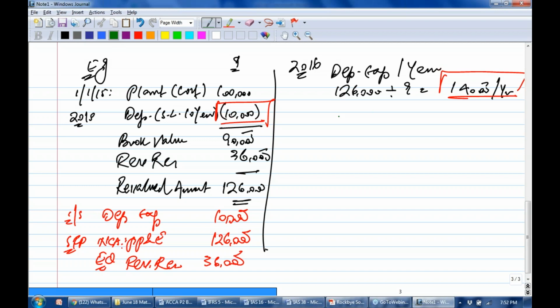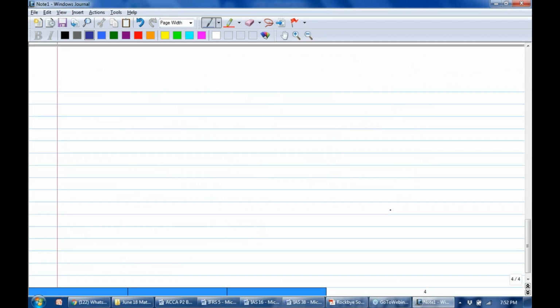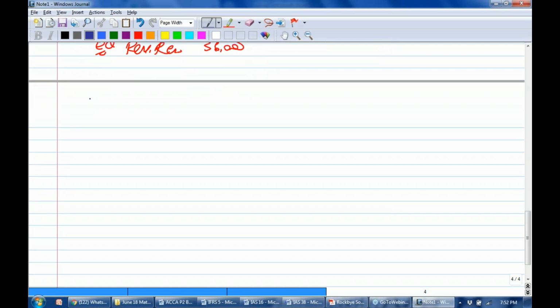But the important issue is the excessive depreciation. There are two choices: transfer to retained earnings, or no transfer. It's totally the company's choice that each year revaluation reserve is transferred to retained earnings. It's totally the policy of the company. Let's say this is part 1, this is 2. Let it be complete. Number 1.